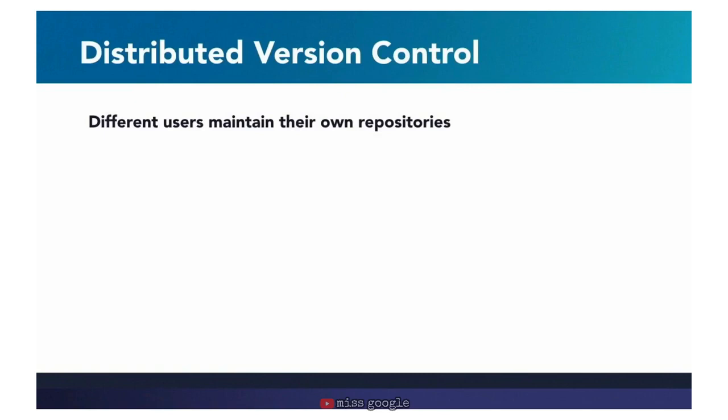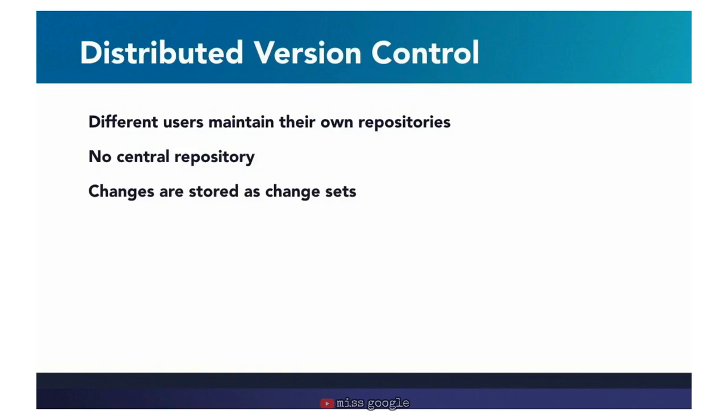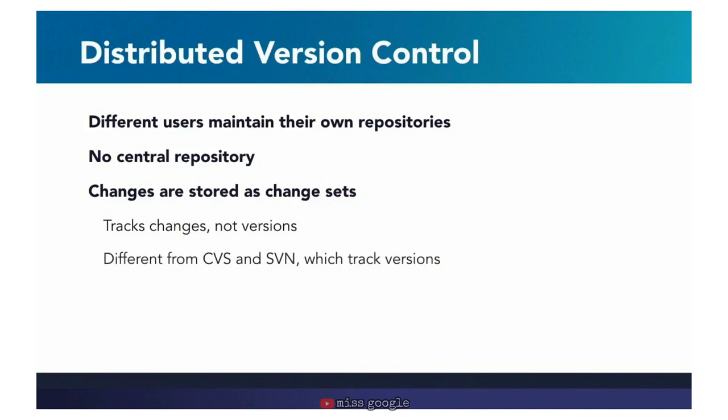And the changes are stored as sets or patches, and we're focused on tracking changes, not the versions of the documents. Now that's a subtle difference. You may think, well, CVS and SVN, those track changes too. They track the changes that it takes to get from version to version of each different file or the different states of a directory. Git doesn't work that way.